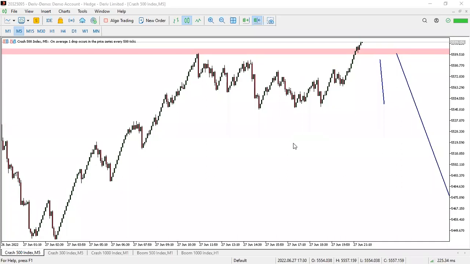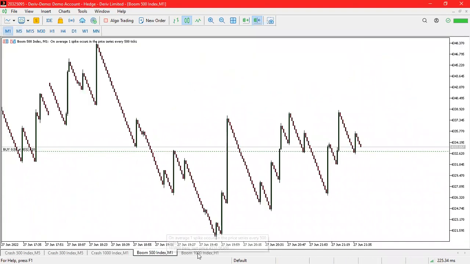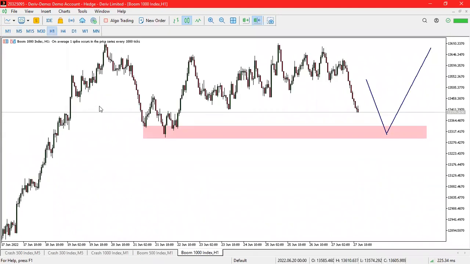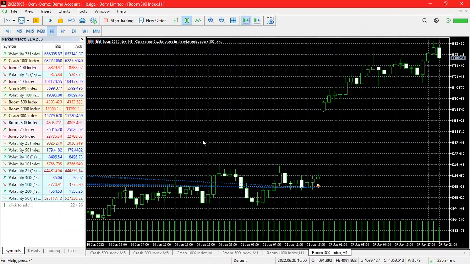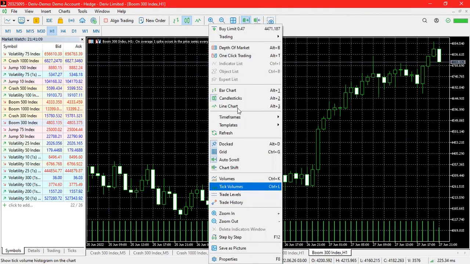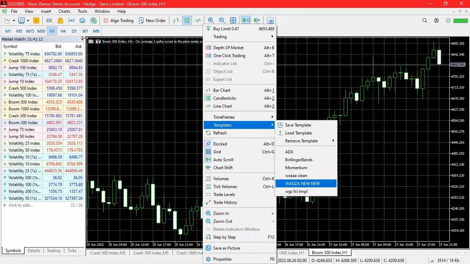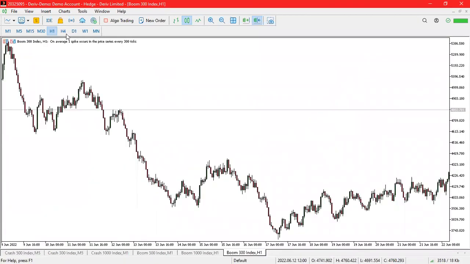Let's check which spike booms. We're still having Boom 300 there, and then Boom 500. Boom 1K is the one that I was telling you we'll analyze. Let's check Boom 300. Guys, you can see it's still trending up.